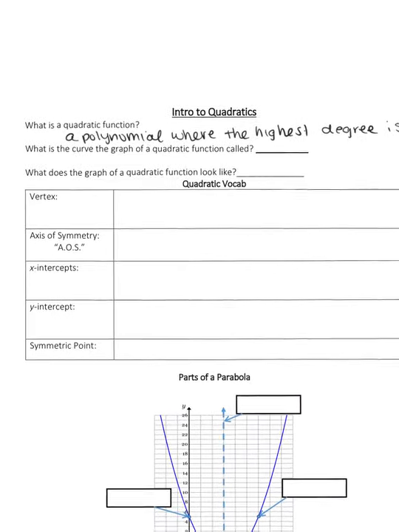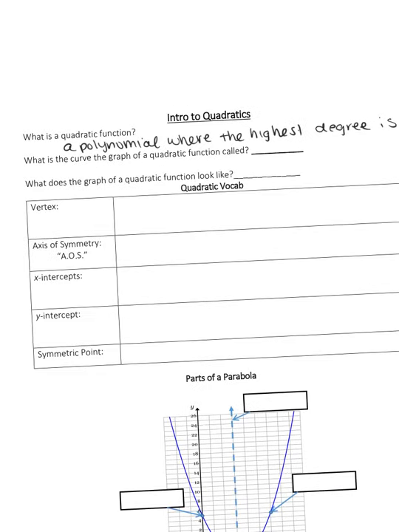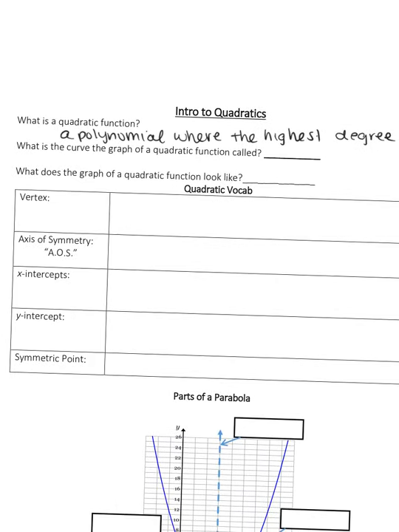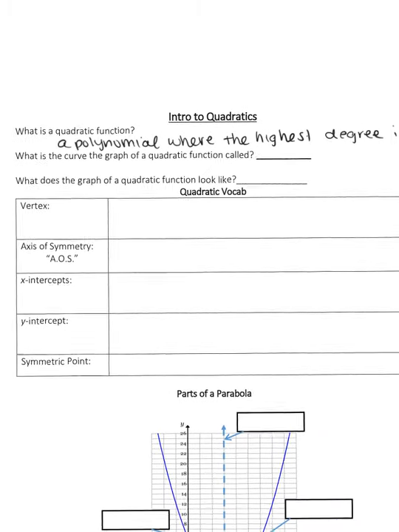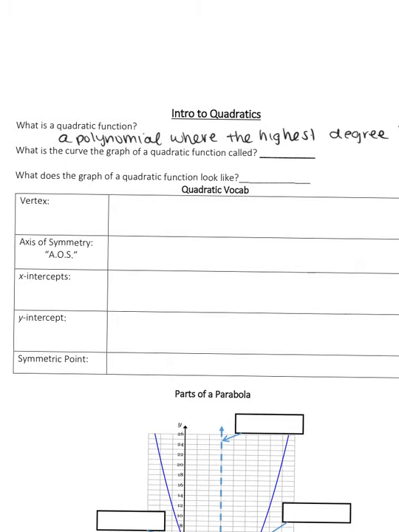All right, so my next question is, what is the curve of a quadratic function called? Now, there's a line there for you guys to put it, but I can't fit it under there. So I'm going to go ahead and just write it under. So what the curve of a quadratic function is called is a parabola. P-A-R-A-B-O-L-A. Okay, it's a parabola. And what does the quadratic function look like? So a parabola looks like this, okay? Or it could be facing downwards, okay? So that's what a parabola looks like.